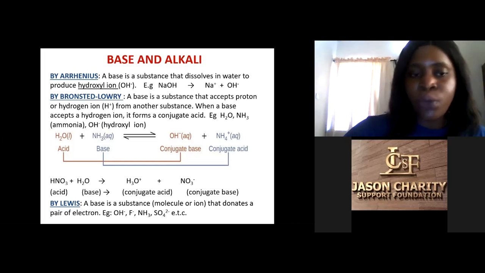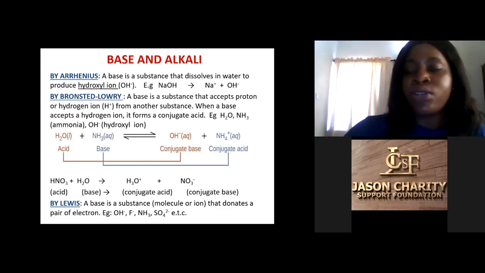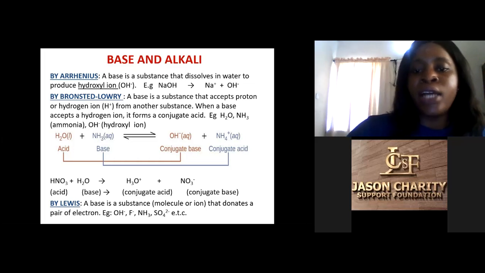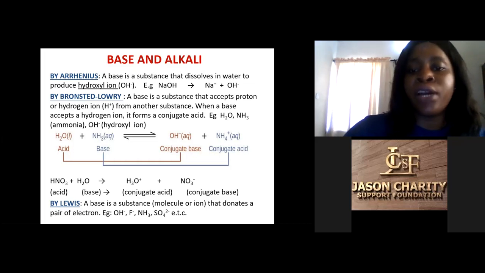So we also have another reaction between trioxonitrate(V) acid and water, forming a conjugate acid that is the oxonium ion. And then we also have the nitrate ion, which is the conjugate base in the reaction.